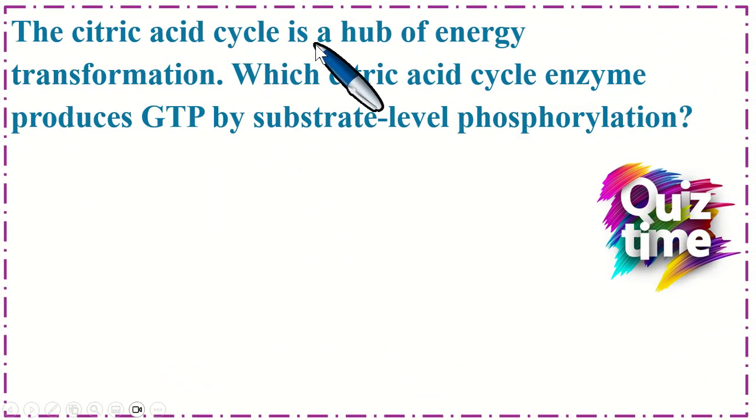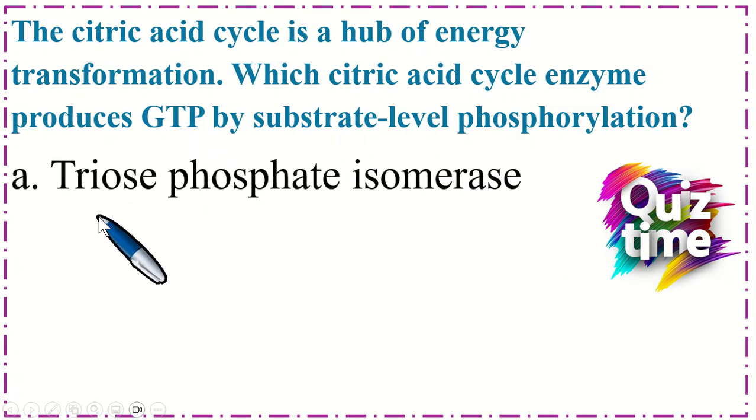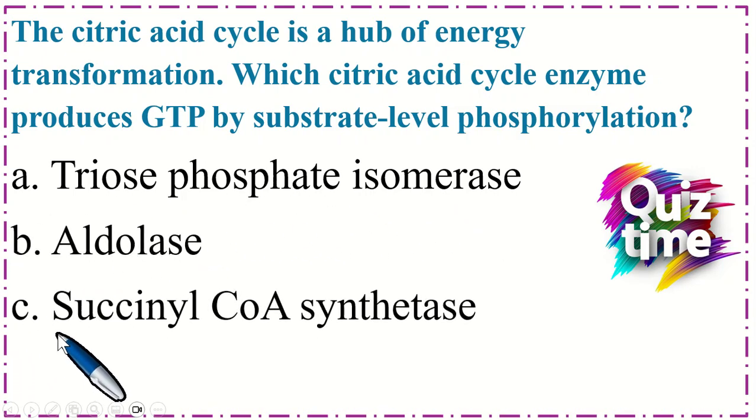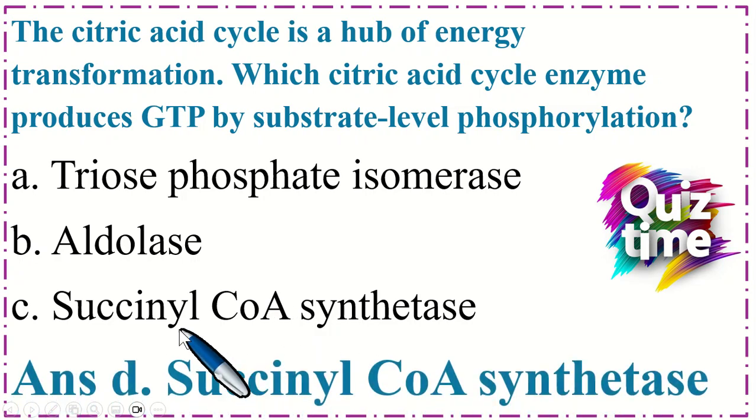The citric acid cycle is a hub of energy transformation. Which citric acid cycle enzyme produces GTP by substrate level phosphorylation? Option A triose phosphate isomerase, B aldolase, C succinyl CoA synthetase. Correct option is D succinyl CoA synthetase.